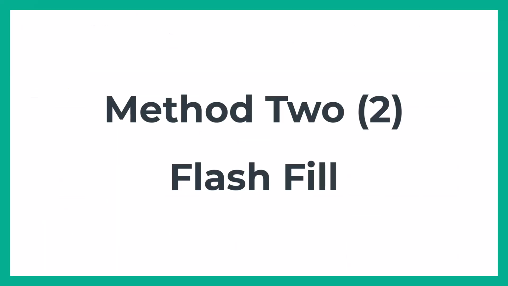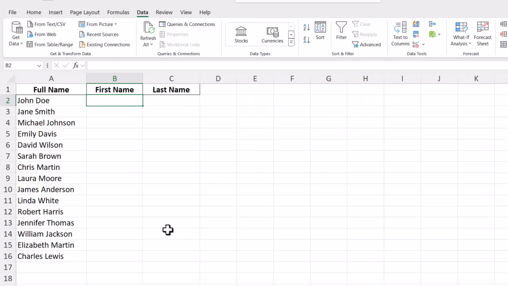Moving on to the second method, which uses the Flash Fill feature in Excel. This feature automatically fills in data when it detects a pattern. Open your Excel workbook where you have a column of full names. Assume these names are in column A starting from cell A2. First, let's extract the first names. In column B, next to the full names, you will type out the first name from the first entry manually. For instance, if A2 has John Doe, you would type John in B2.